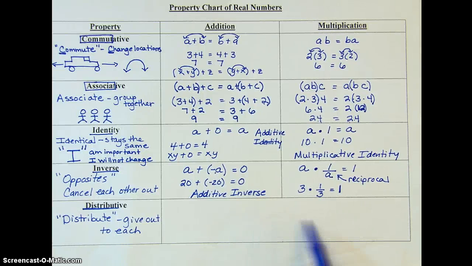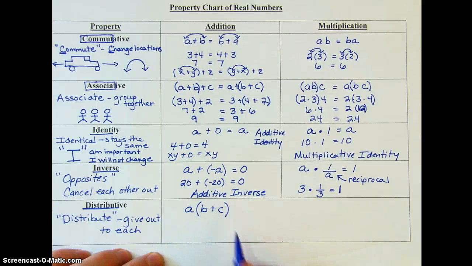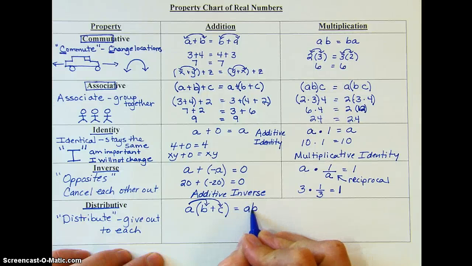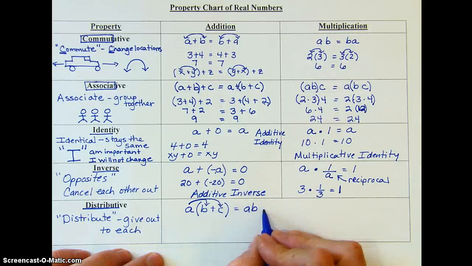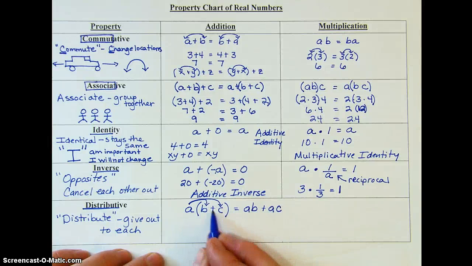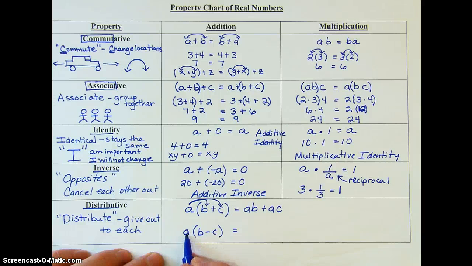Now, this one's a little different because it's not really an addition or multiplication property. So notice here, you have A times (B plus C), and what happens is that you distribute the A to each number inside. So this would actually be AB, because A times B, plus A times C. Now you can have addition, and you can also have subtraction. So you have AB minus AC.